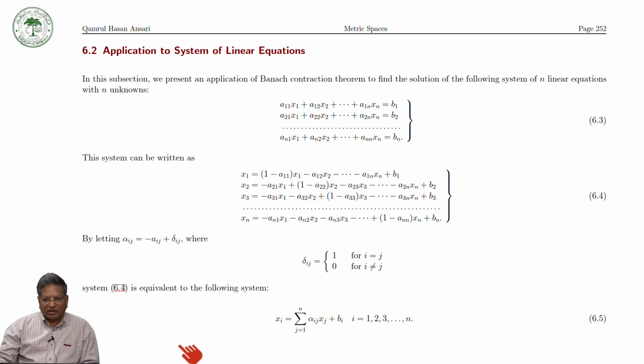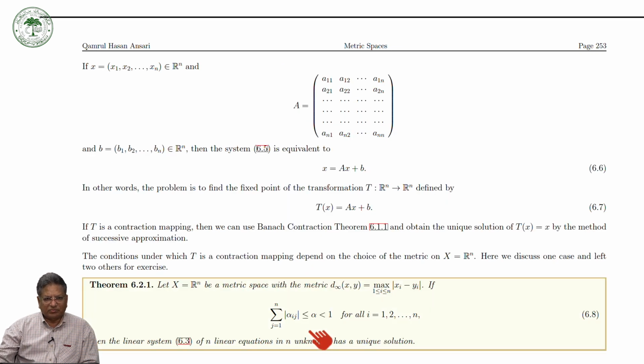transformation, which can be written in this form, and this can be written in this form, and then this can be written in this form. So the linear system of n linear equations in n components has a unique solution. In other words, you will have to prove that this transformation has a unique fixed point. So keep in mind we are taking this assumption, and this is our metric.